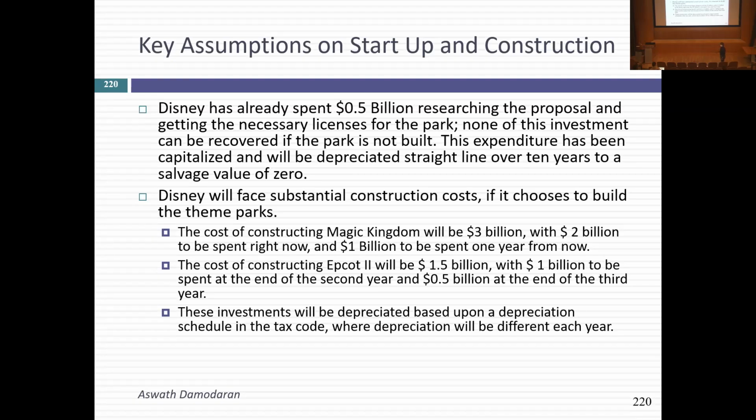The Magic Kingdom is going to cost $3 billion, $2 billion upfront and $1 billion a year from now. The Epcot is going to cost $1.5 billion, with $1 billion to be spent at the end of the second year and $500 million at the end of the third year. So this is not all going to happen overnight. It's going to take 3 years for the two theme parks to be built, $4.5 billion collectively. So those are the investments you will need to get the theme park started.